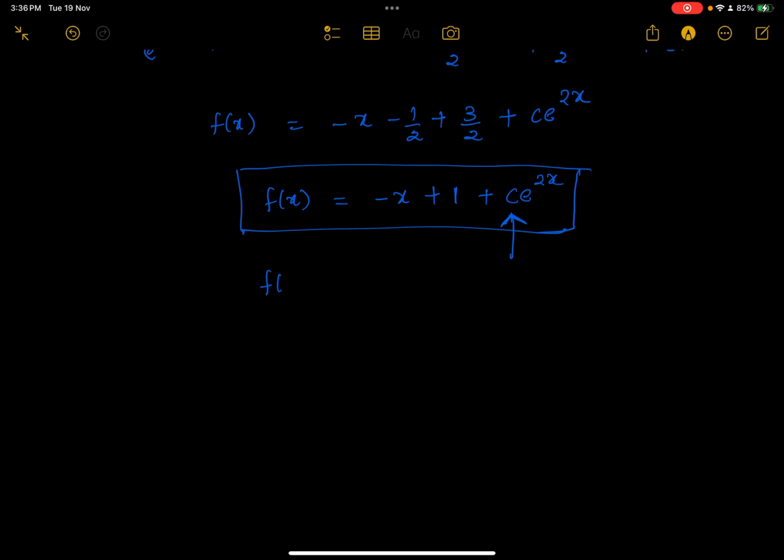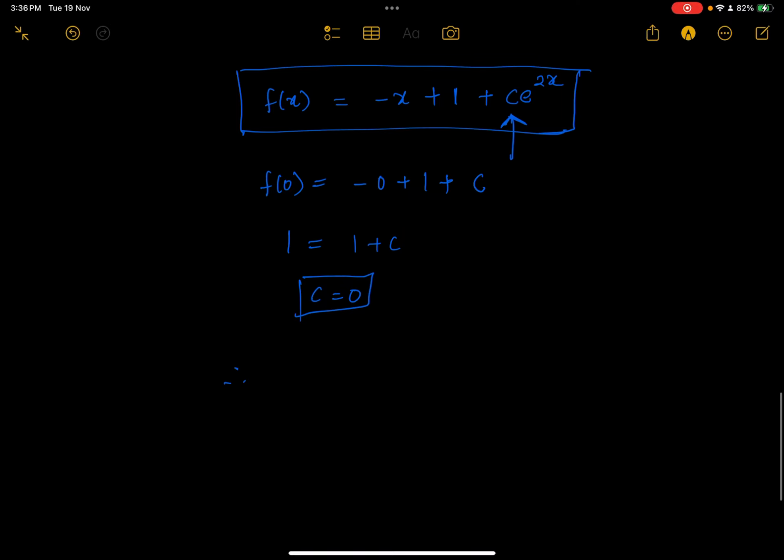So put x equal to 0 here. F of 0 is equals to minus 0 plus 1 plus c into e power 0, which is 1. So f of 0 is 1. 1 is equals to 1 plus c. So c is equals to 0. Therefore, f of x is equals to 1 minus x. We found out f of x.